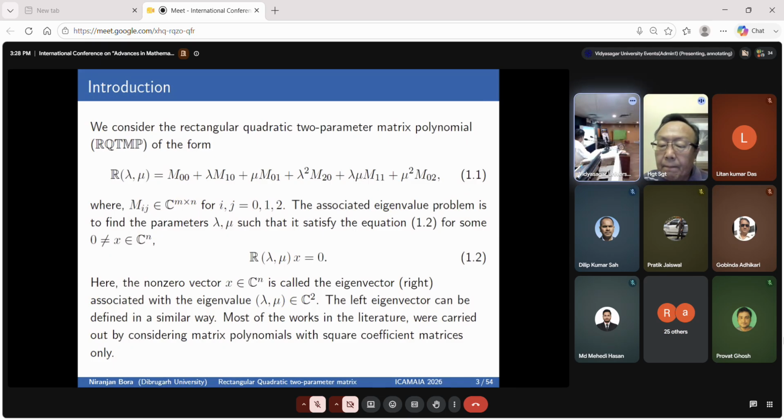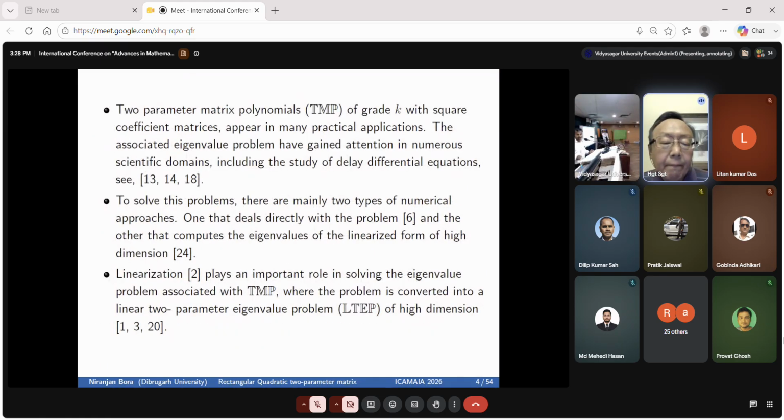Most of the work in literature was carried out by considering the matrix polynomial with square coefficient matrices only. A matrix polynomial of any grade with square coefficient matrices appears in many practical applications. One example is the differential equation and aeroelastic problem.